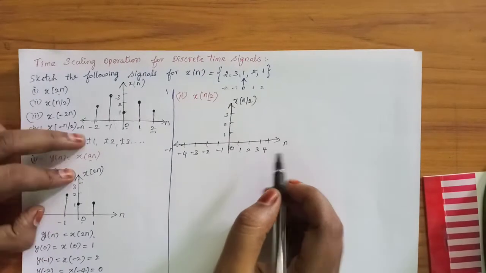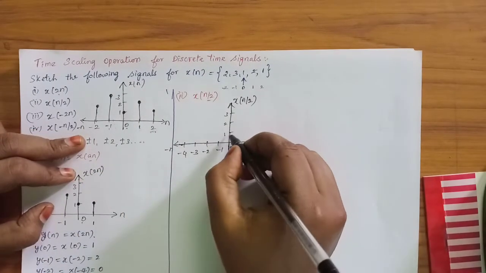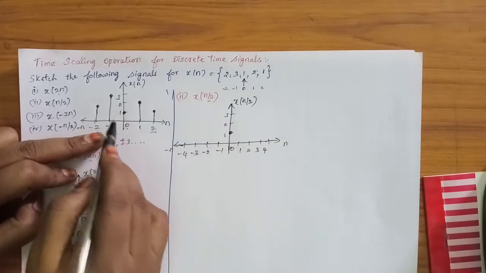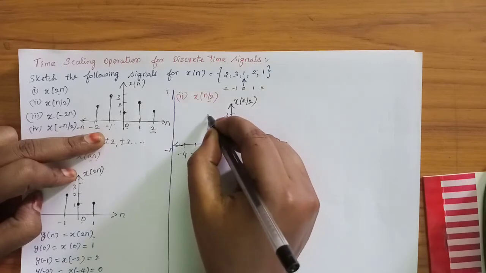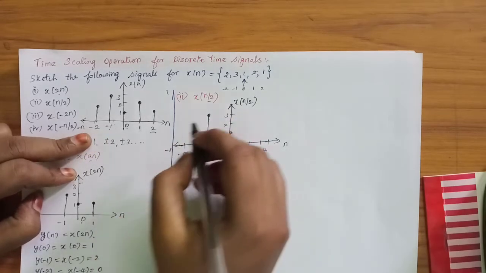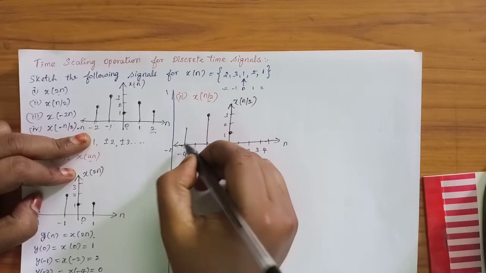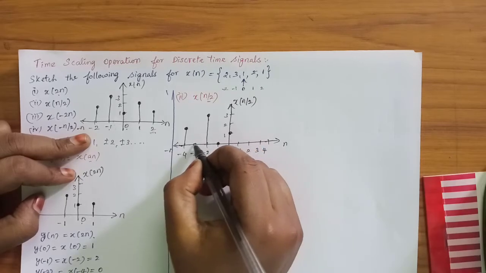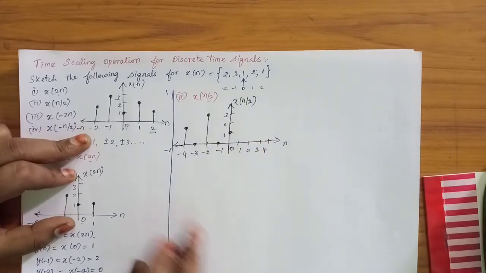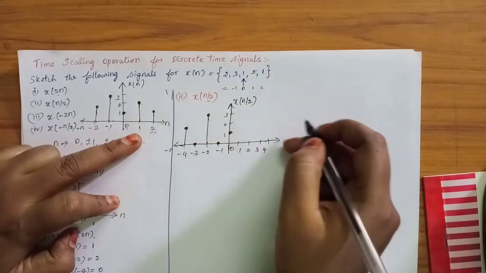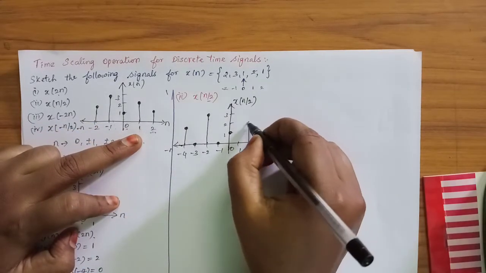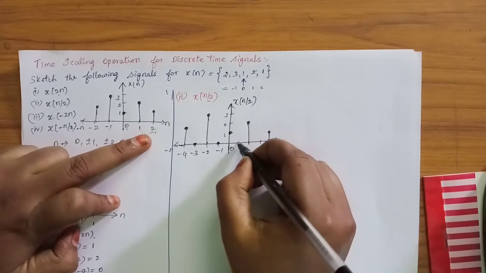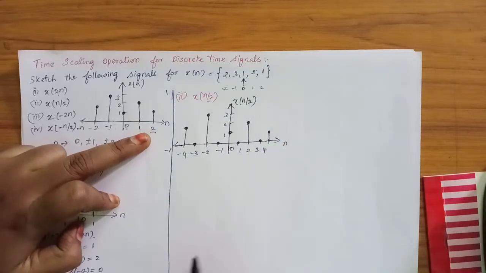Okay, so 0 into 2 is 0. At 0 its value is 1, and minus 1 into 2 is minus 2, so this sample will get moved to minus 2 position. And minus 2 into 2 is minus 4, and this sample will get moved to minus 4 position. At minus 1 and minus 3 we don't have any signal, it is 0. And 1 into 2, so it's moved to 2 position. 2 into 2 is 4. At 1 and 3 we don't have any signal.